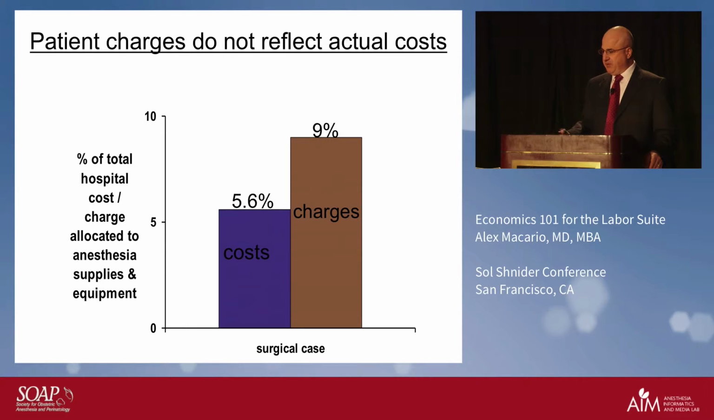So this is an example of that. This is a hospital where they charge for anesthesia supplies and equipment a certain amount, and then they looked at the cost of providing those supplies and equipment. And as a fraction of the entire hospital stay, for this procedure, the charges for anesthesia were 9%, whereas if you actually looked at the true cost measured by accounting people, it was more like 5%. So a manager that looks at these data may have a warped sense of the true impact of, in this case, anesthesia supplies and equipment on the entire cost of the surgery.